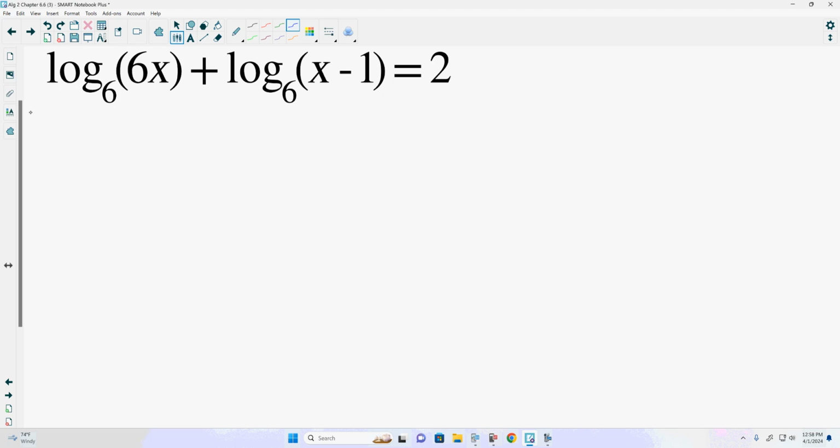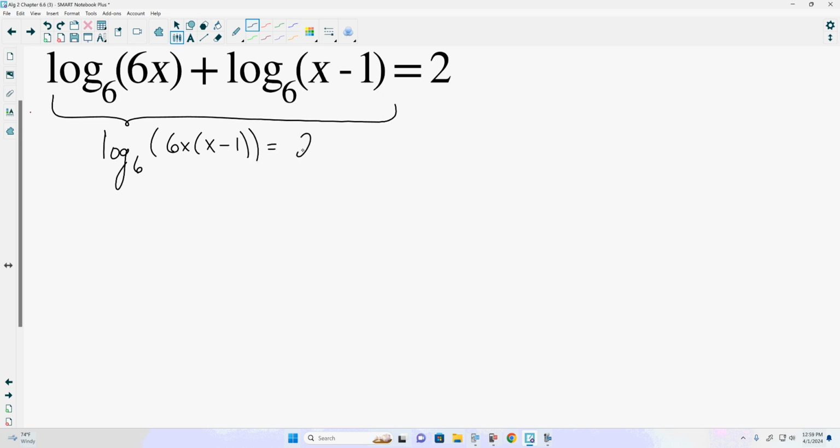Log base 6 of 6x plus log base 6 of x minus 1 is equal to 2. First step on this here is we need to turn these two logs into a single log. And since they're being added, we'd have it as 6x times x minus 1 is equal to 2.